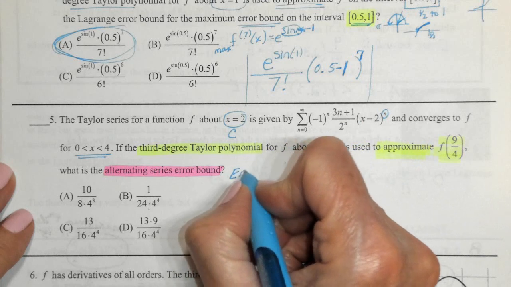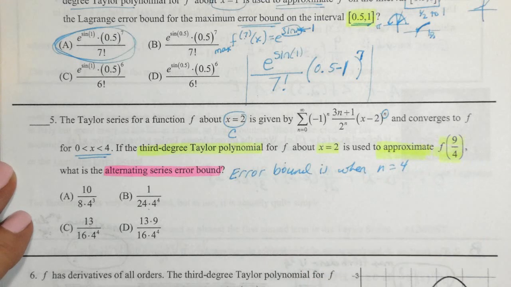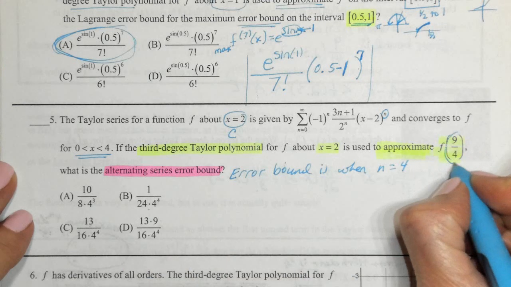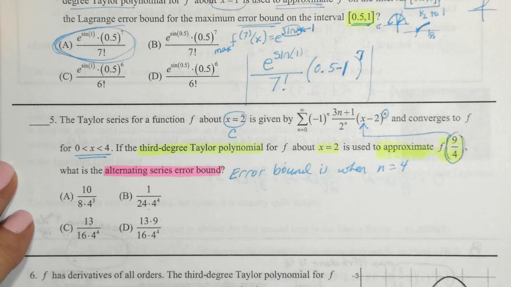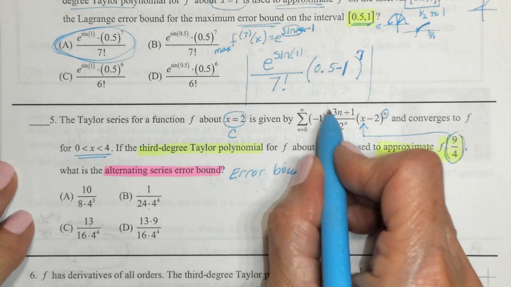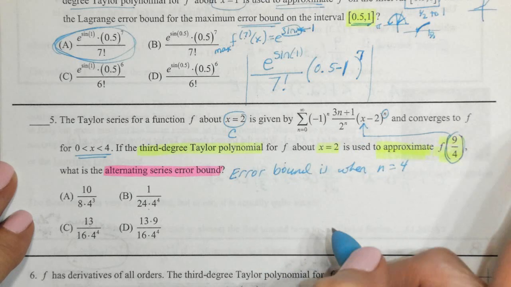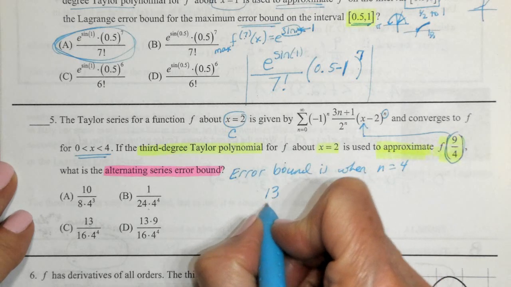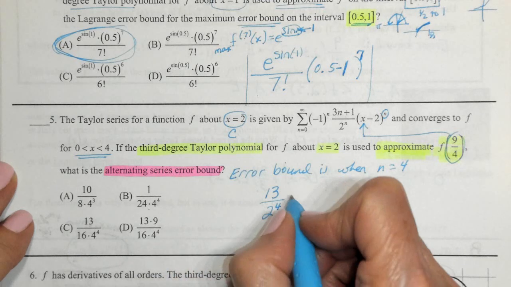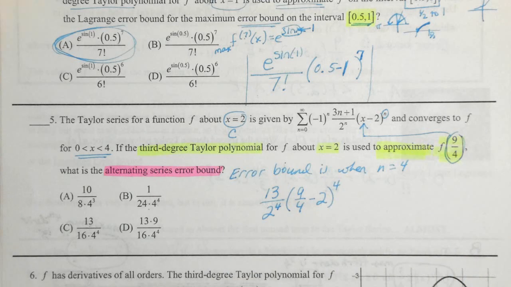The error bound is when n equals 4 then. All we have to do is plug in 4, take the absolute value. Okay? And we're putting 9/4 in for x. No x's left when we write the error bound. So I'm going to ignore the -1 because it doesn't matter. Error bound is absolute values. So I'm ignoring that. The error bound is never negative, always positive. So 3 times 4 is 12, plus 1 is 13, divided by 2 to the 4th, times 9/4 minus 2 to the 4th. I just simply put 4 in.